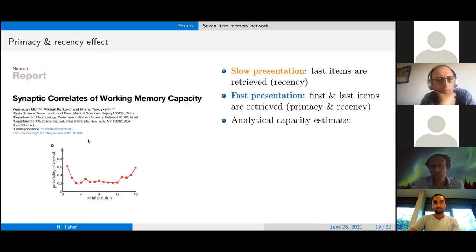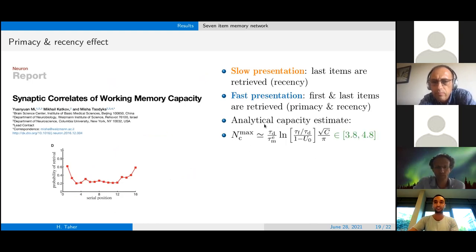Similar work has been done using the Wilson-Cowan model. They also found an analytical estimate for the capacity, and we did an analogous approach. We came up with this expression for maximum working memory capacity. And if we put in the good values, we obtain 4 to 5 items, which is in good agreement with recent experimental results, as well as with, I think, our everyday life experience.